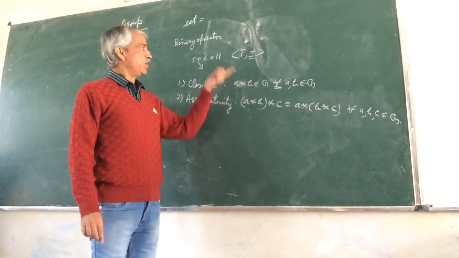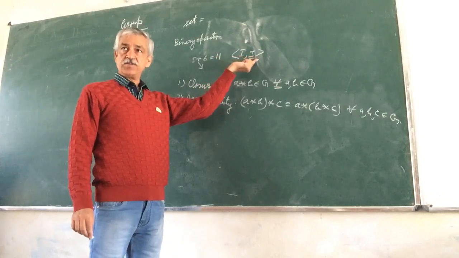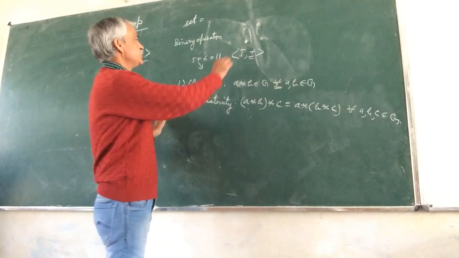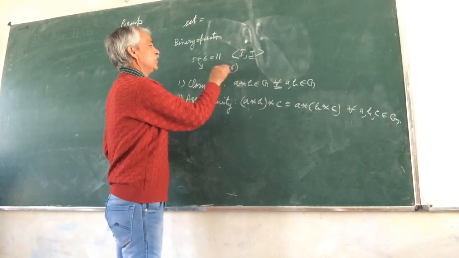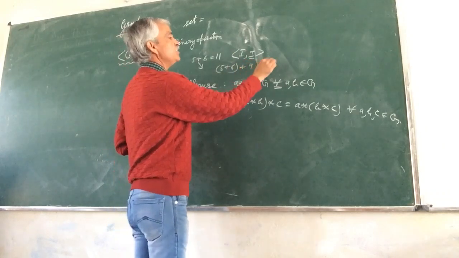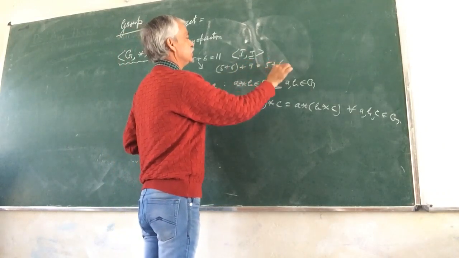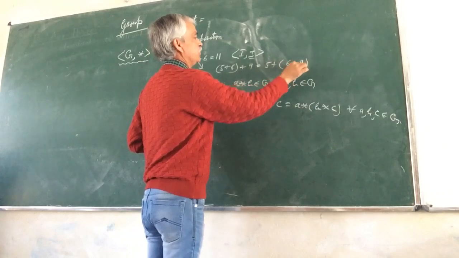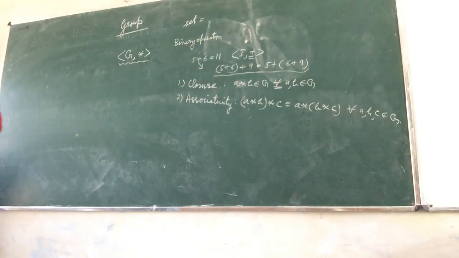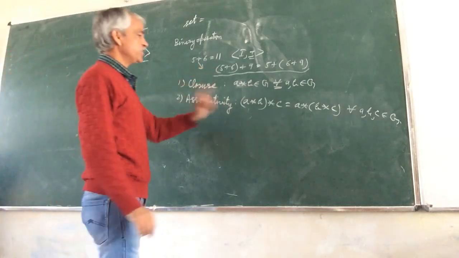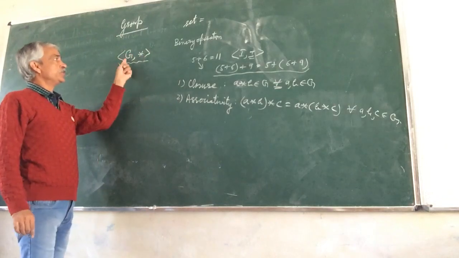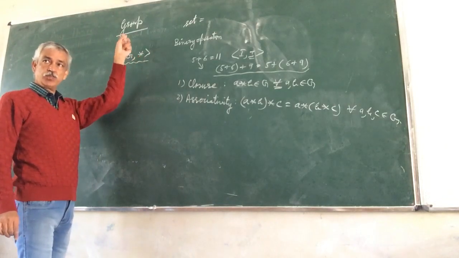In our example of the set of integers with the binary operation addition, this property simply means that (5 plus 6) plus 9 is always equal to 5 plus (6 plus 9). So this property is called associativity. This must be satisfied for this conglomerate of a set and a binary operation to be a group.